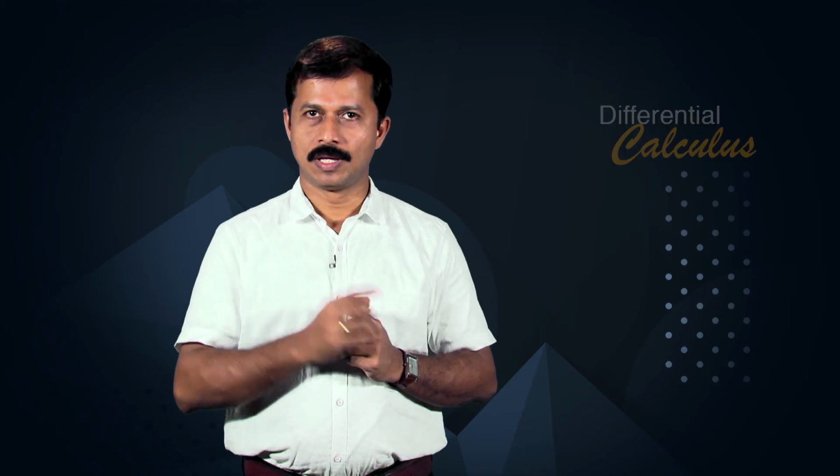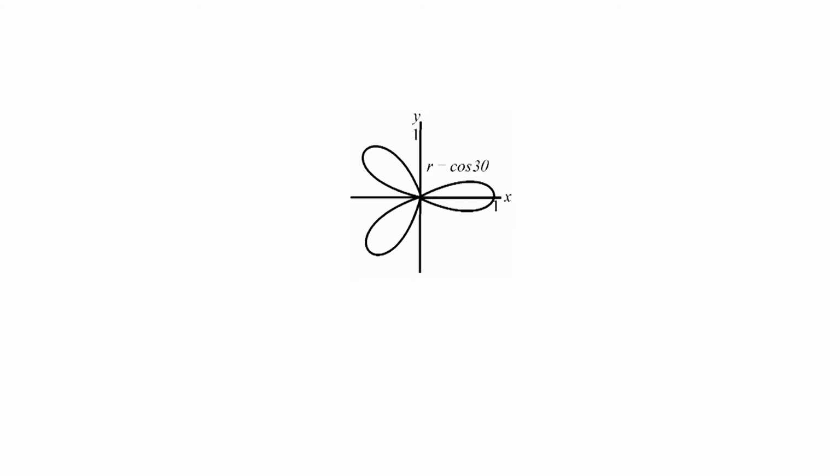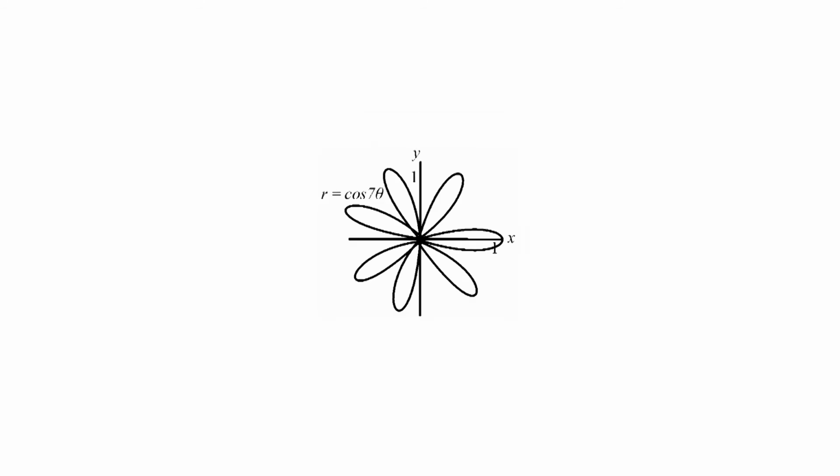As an example, r = cos 2θ has 2n = 2 times 2 = 4 equally spaced petals of radius a = 1. As another example, r = cos 3θ has n = 3 equally spaced petals of radius a = 1. As another example, r = cos 7θ has n = 7 equally spaced petals of radius a = 1.